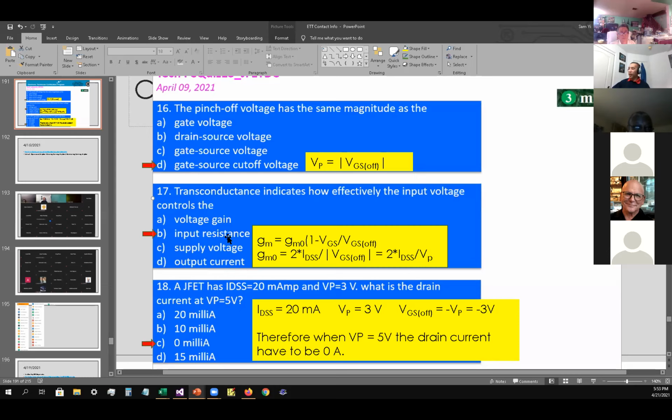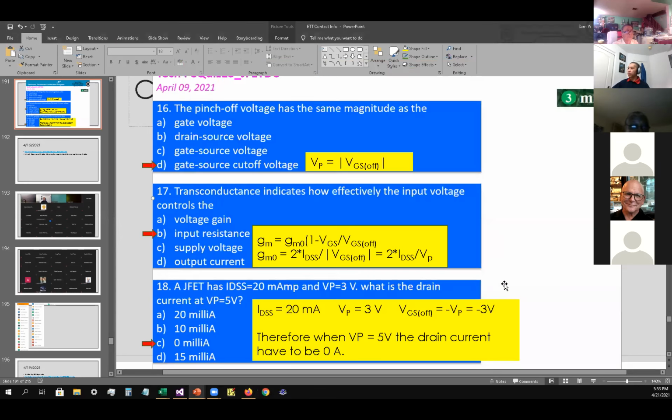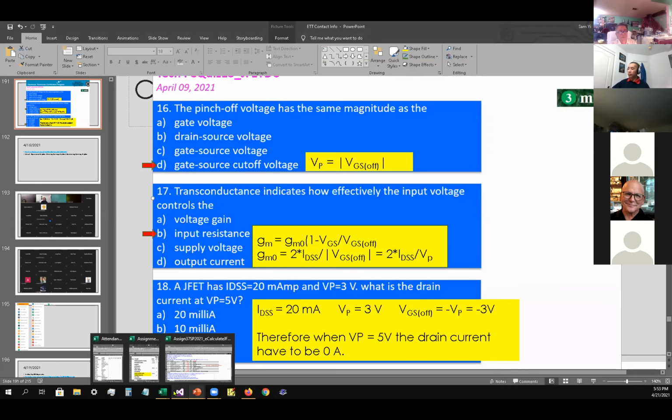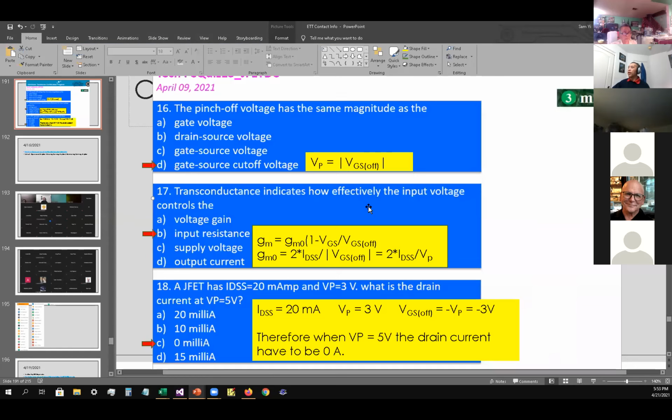Okay, so mainly have to do with that curve that Mr. Pham alluded to earlier. I got a question on 16 real quick. It seemed like in the handout he was emphasizing that the pinch off or the VGS off, one or the other will be in the data sheet, but never both. Is that just because you're already assuming that it's the opposite? Yeah, because that's how it works.